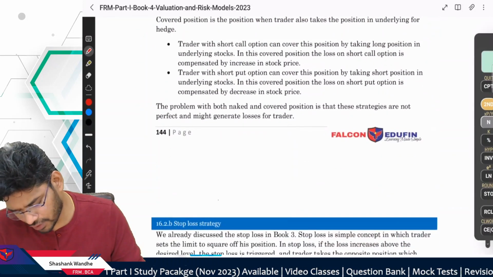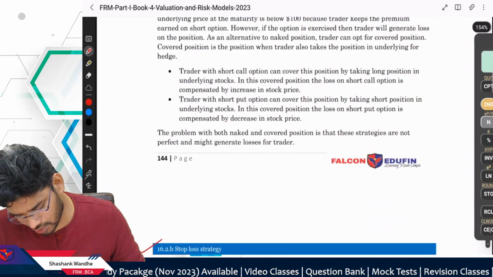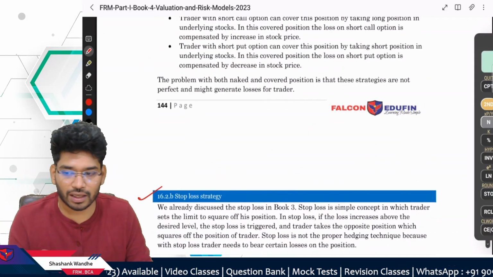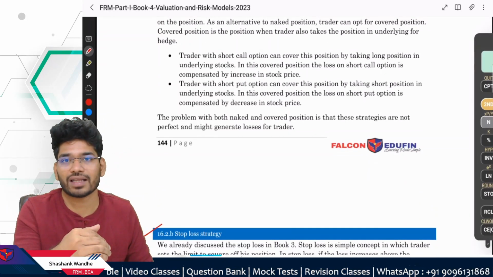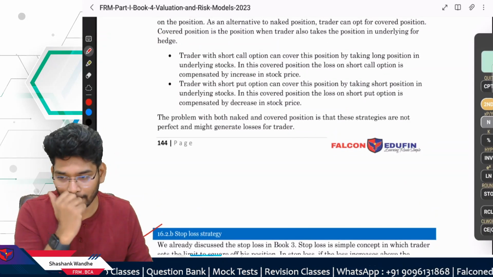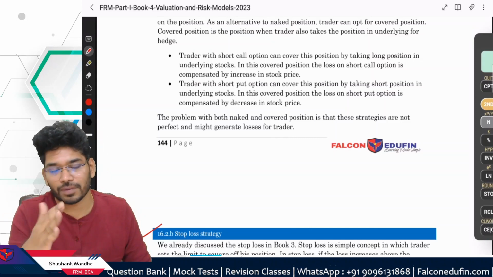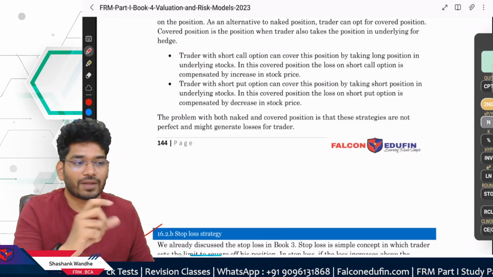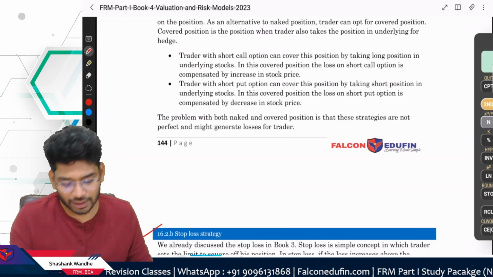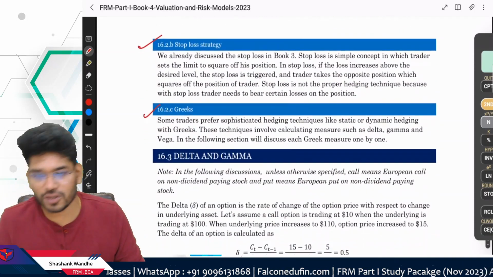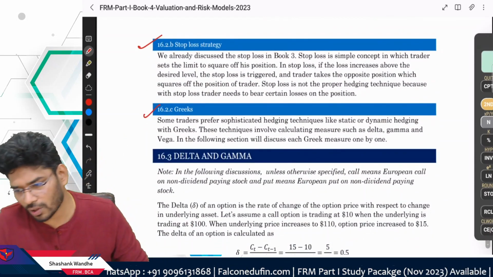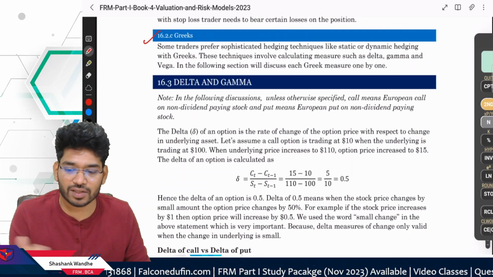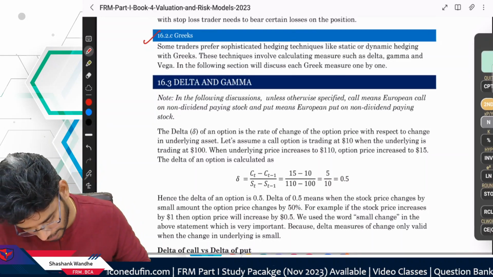So first is the covered position and the stop loss strategy and the Greeks. Covered position, you already understand what it is, or the do nothing strategy, which means don't do anything. Covered position as in if you have the underlying, then simply you will buy the put option. If the underlying price falls, you will have the put option. From the calls standpoint, if you are taking a short position in a call, then buy one stock like this. So these are covered positions. Stop loss means simply put the stop loss. Again, you know what stop loss is. We already discussed this in book 3. Then there is the Greeks approach. Greeks are a sophisticated measure, and we are starting with delta, gamma, vega, and so on.